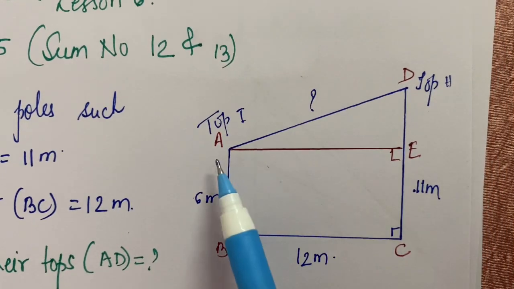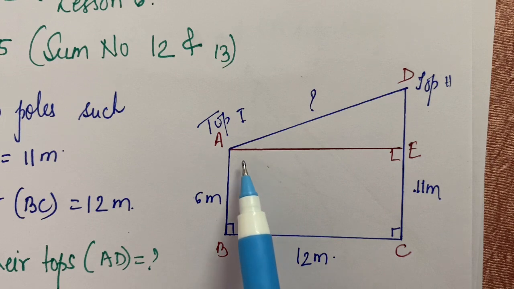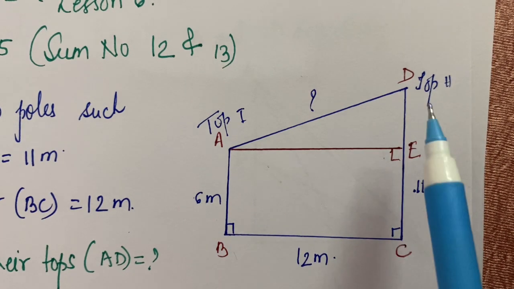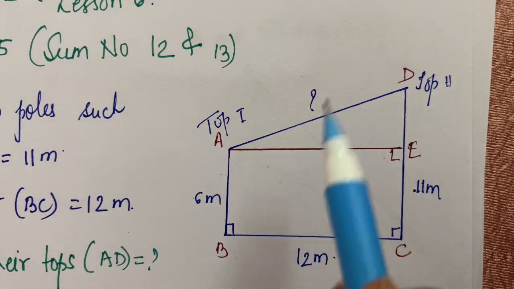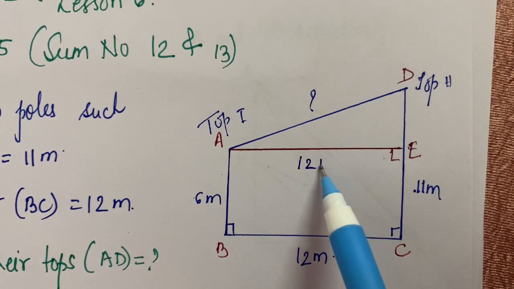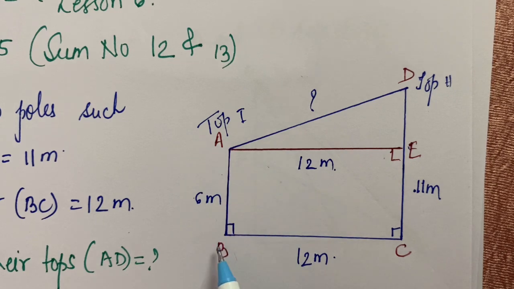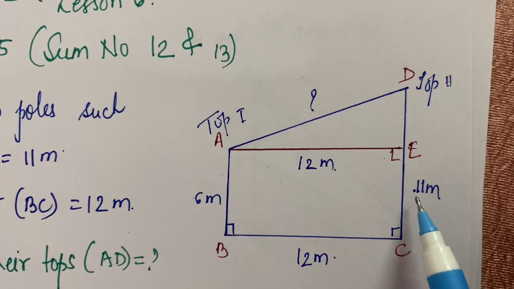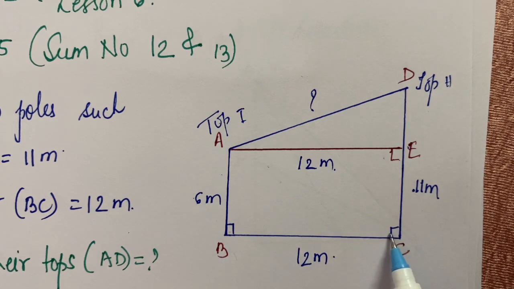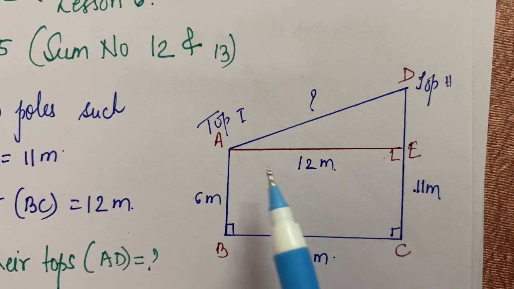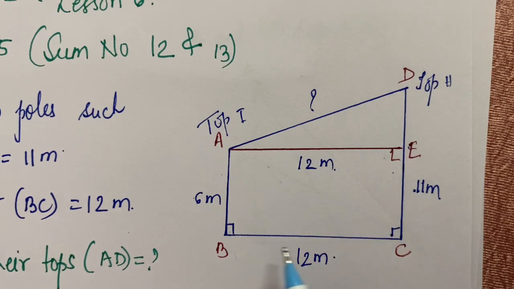Now in your solution, we have to find out AD. For that purpose, we will need length AE and length DE. Length AE will be 12. Why 12? Because quadrilateral ABCE becomes a rectangle. The two poles are at an angle of 90 degree. Then we have dropped a perpendicular. So three angles are right angles. Naturally, the fourth angle will also be a right angle, and hence the quadrilateral becomes a rectangle.